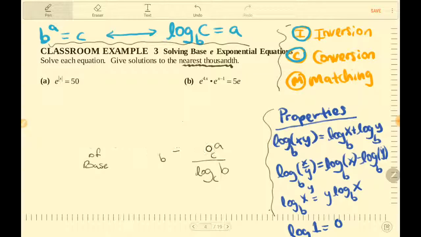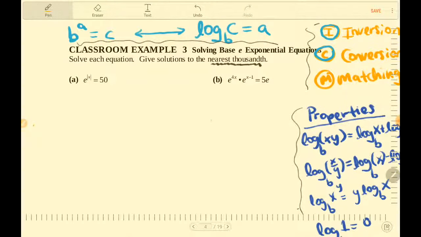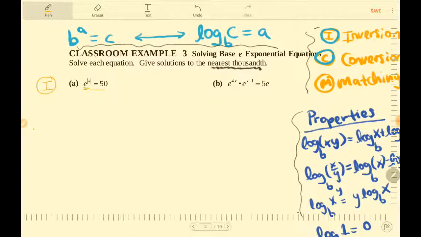Alright, so let's take a look at part A here. And part A looks to me like it would be great for inversion because the inverse of an exponent is log. So I can take the natural log base e, same base as the base of my exponent, and that will undo the exponentiation. And that I want to do because I need to get x down out of that exponent position in order to be able to solve for it.